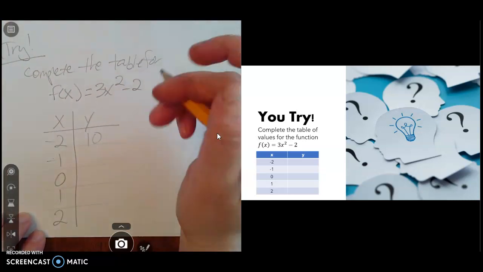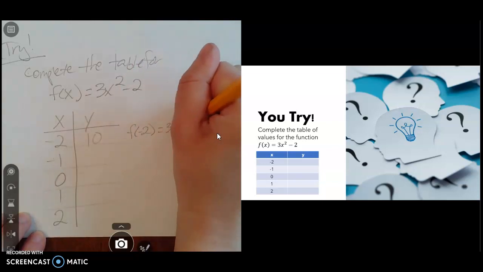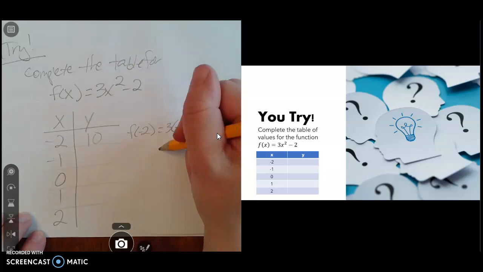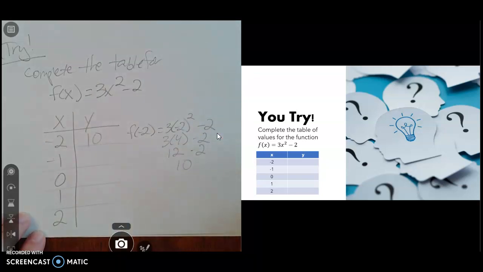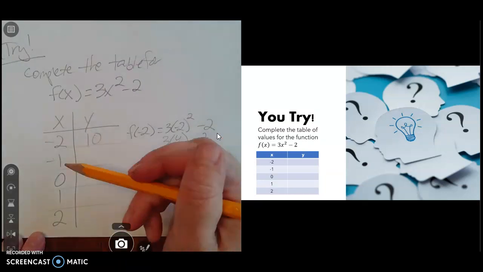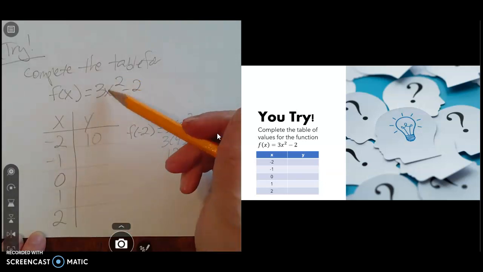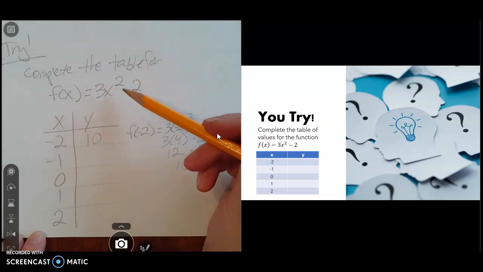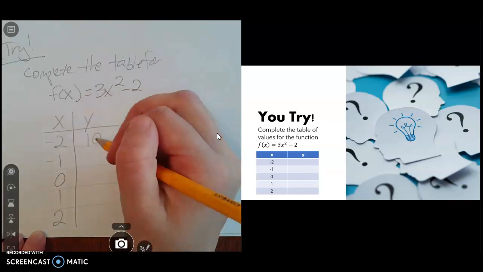So again, f of -2 is 3 times -2 squared minus 2, and you'd do the exponent first, the multiplication second, and the subtraction third, okay? If x is -1, you would do the same procedure. You're going to do the exponent first, -1 squared, which is +1, the multiplication second, so 3 times 1 would be 3, and then 3 minus 2 is 1.